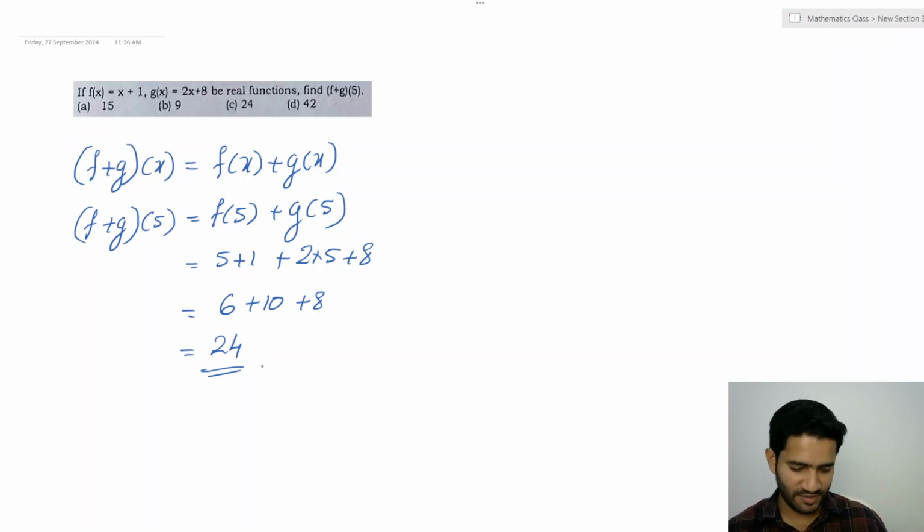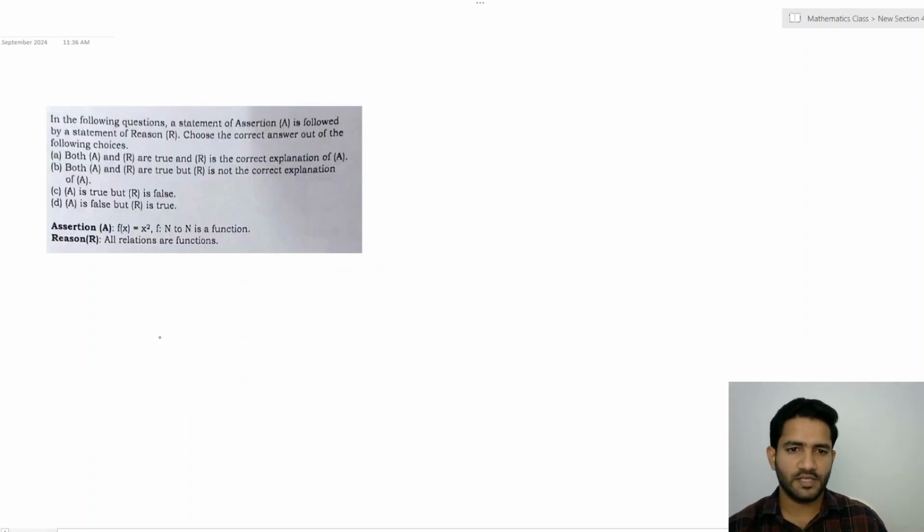Just one more question, that's why it's very simple. But we want to use the concept that f plus g of x is equal to f of x plus g of x. Oh, what's the question here?